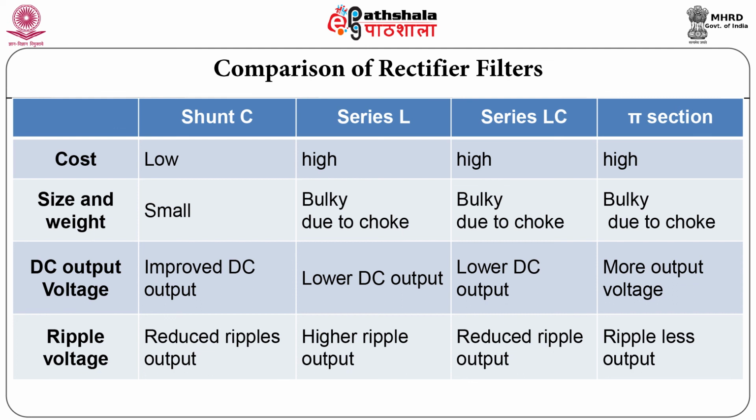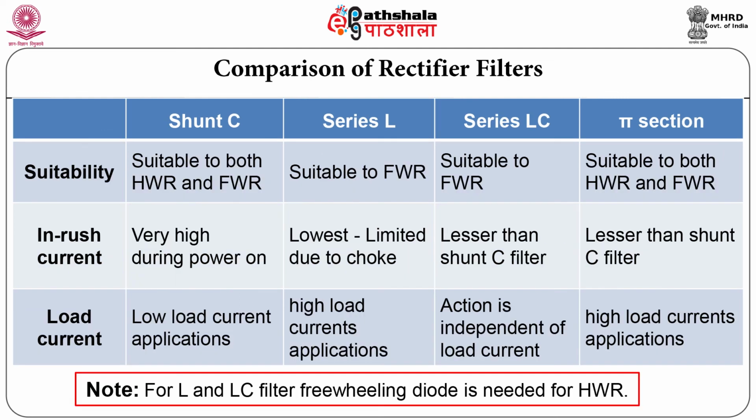The comparison of the rectifier filters is shown in this table. The cost of the shunt C filter is low, but the disadvantage is very high inrush current. One can go through all these comparisons, and from this it is clear that the pi section filter is comparatively better than the other types of filter.